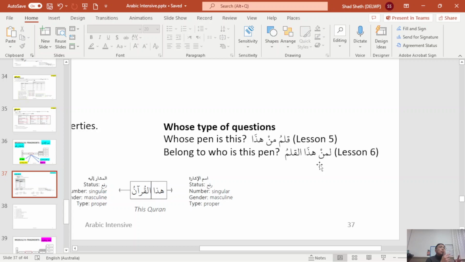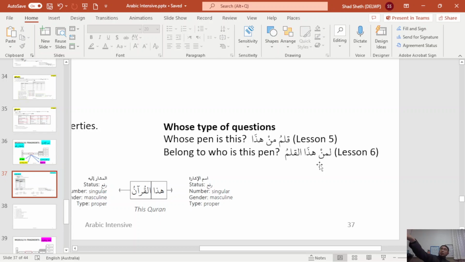So we say that belong to is li, isn't it? Like lahu, belong to him, right? So now, in order to make that in a question format, you say liman, which means belongs to who. Okay, liman is belong to who, instead of saying lahu, for example. So you say liman, and then hadal qalamu. What's the translation of hadal qalamu? This pen. So belong to who is this pen, if you translate it literally. So that's another way to ask, like, whose pen is this?